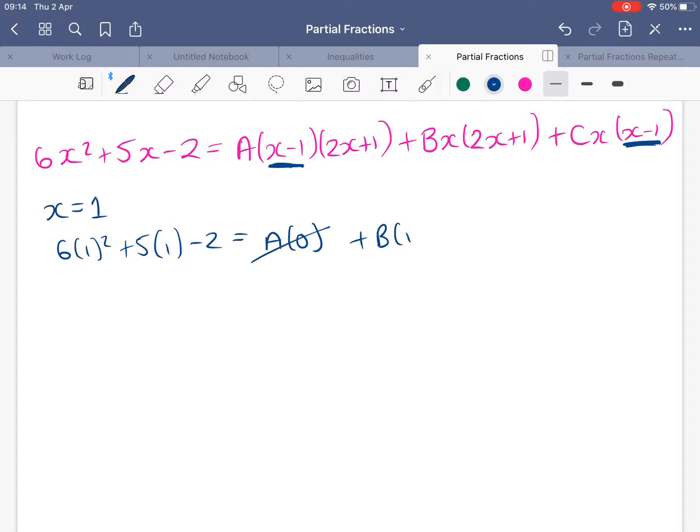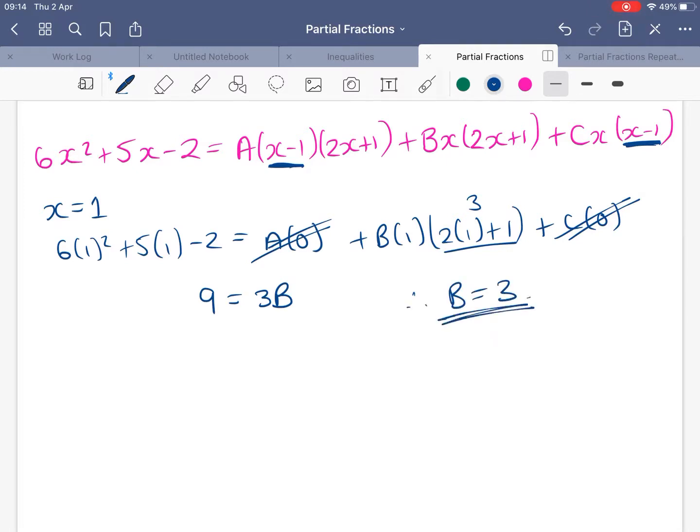plus b times 1 times 2 lots of 1 plus 1, well, they're not going to disappear, plus c, and again I'm going to have that 1 minus 1, so that's going to disappear. So actually, by choosing x equals 1, I've eliminated the a and the c. So all I'm left with is the b. So I've got 6 plus 5, take away 2. I've got 9 on the left hand side, and I've got 3b on the right hand side, because this is 3 and 3 times 1 is 3. Therefore, b is equal to 3.